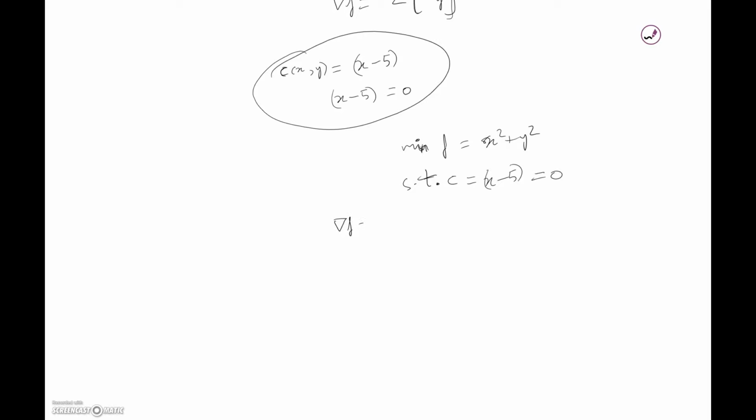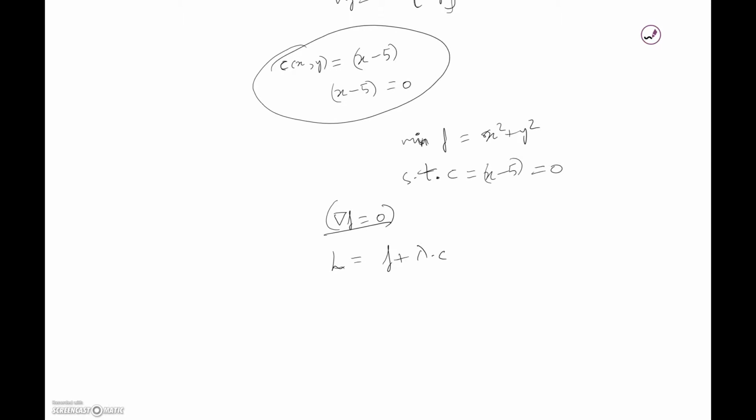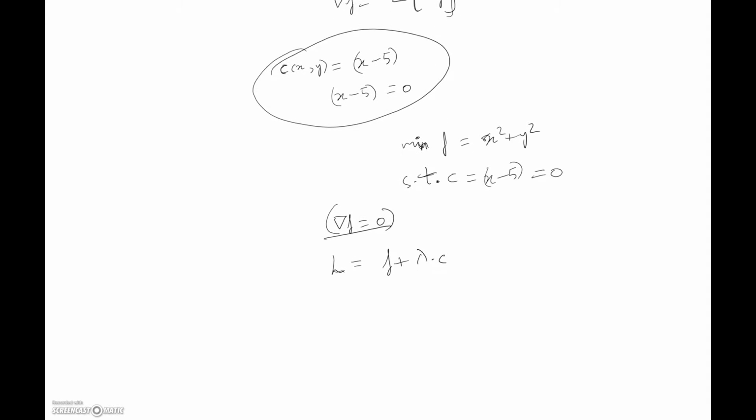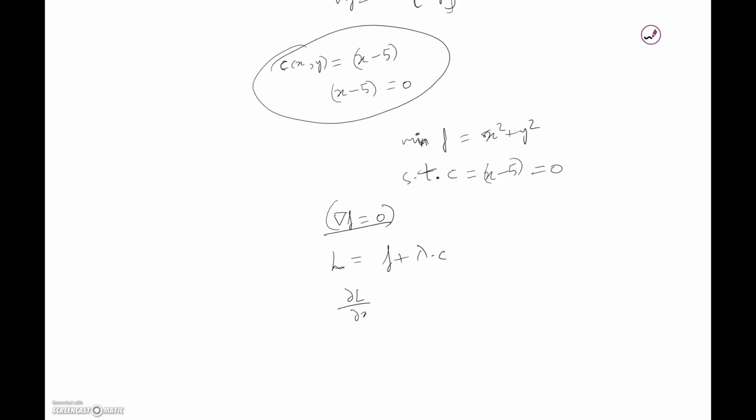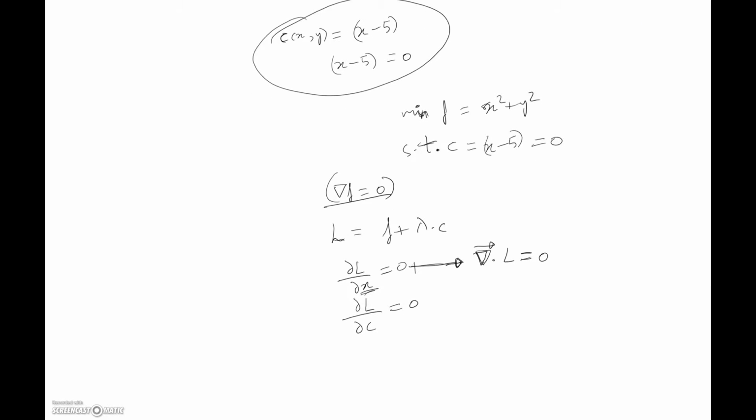Instead of just saying del f equal to 0, which we do for unconstrained optimization, for constrained optimization we define the Lagrangian, which is f plus lambda times c, and we say that in order to solve the constrained optimization problem, we need del L by del x equals 0 and del L by del lambda equals 0. And in general, we'll obviously have not just x but x, y, and a bunch of other stuff. So let's succinctly state that as del dot L equals 0, and del is in this case with respect to x comma y.